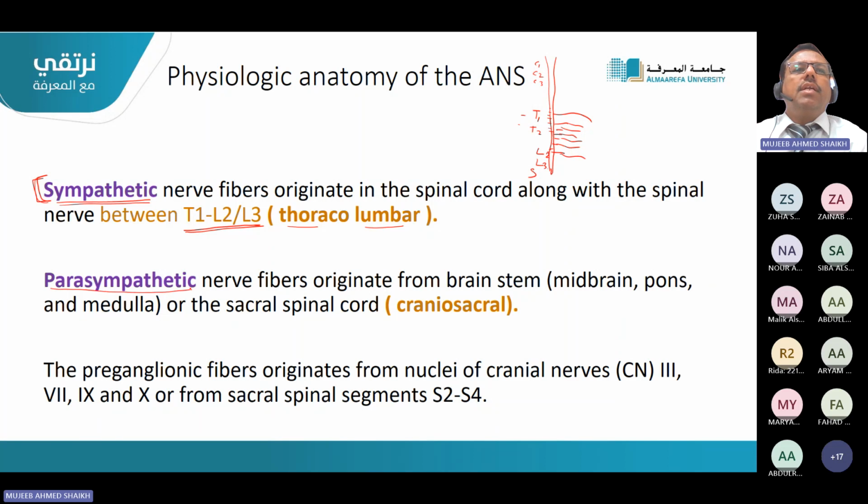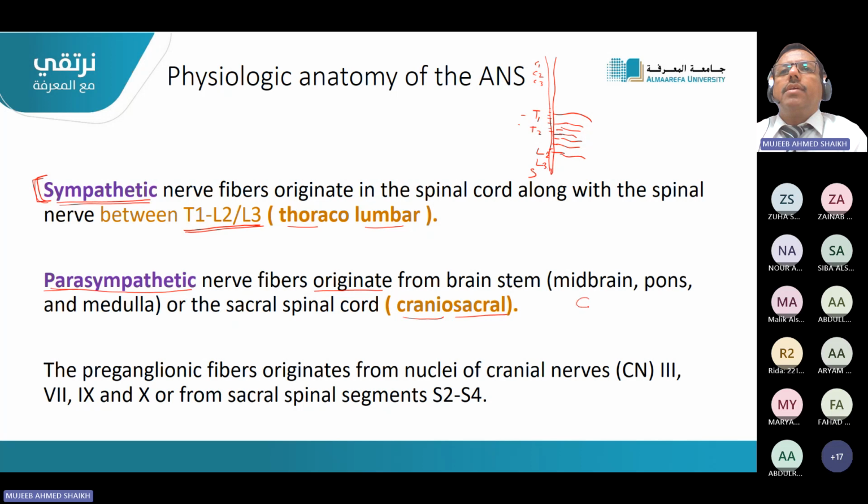parasympathetic, from where does it originate? The nerves in the parasympathetic nervous system come out, start from where? From the cranial segment or sacral segment. Cranial part or sacral part. What is the cranial part? The cranial part is the brain stem.